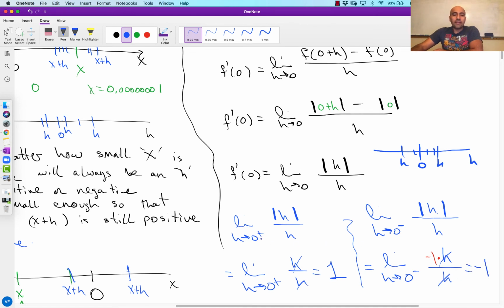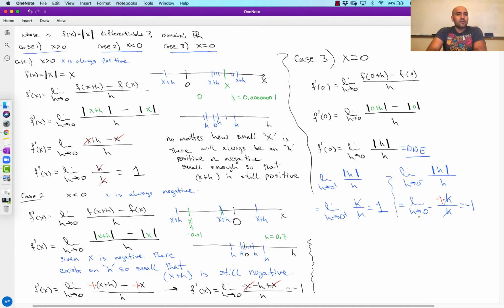So the right limit of this function exists, it equals positive 1. The left limit of this function exists, it's equal to negative 1. So because the two limits do not match, that means that this limit does not exist, right? The unrestricted limit does not exist. So that's what we conclude for the case when x equals exactly 0.